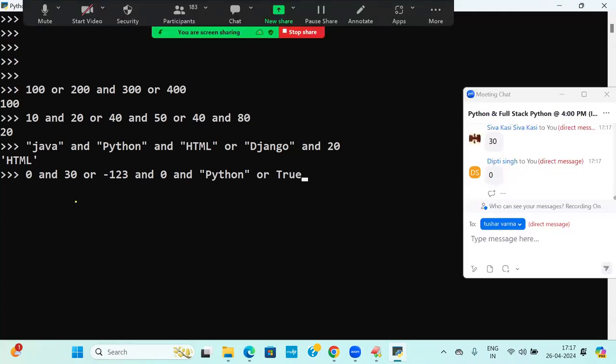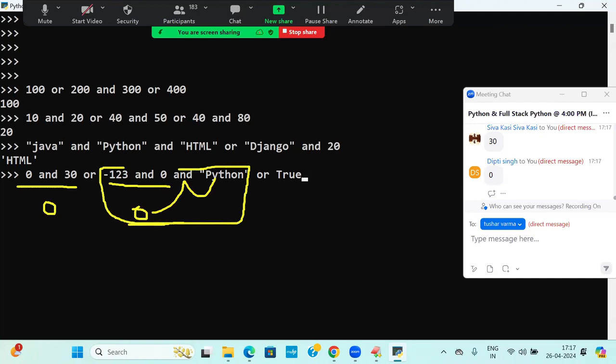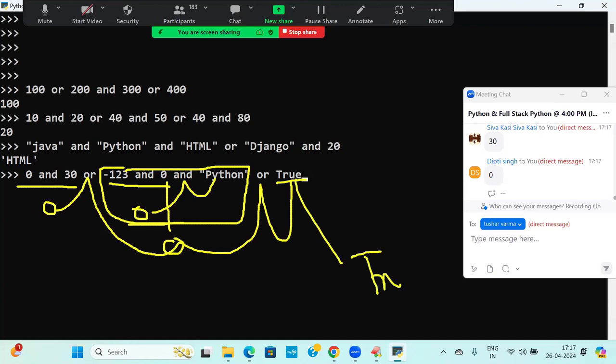Okay, look at this. First you see, what is this now? 0. What is this now? 0. And 0 and Python. Also what? This entire thing, both of them are and only now. What is the answer now? 0. Now, come on, 0 or what? True. What is the answer? True is the answer.